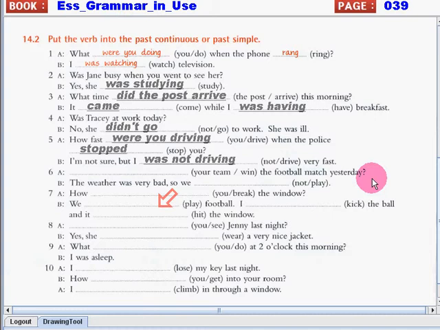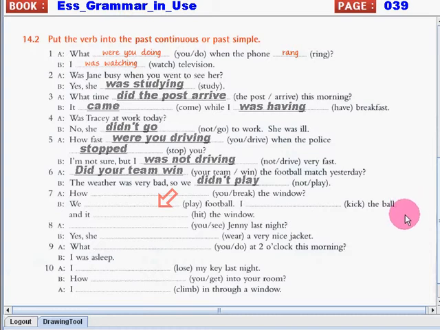Number 6. Blank the football match yesterday. The weather was very bad, so we blank. So of course, our question should be, did your team win the football match yesterday? Of course, the question is in the simple past tense, so our answer should also be in the simple past tense. The weather was very bad, so we didn't play.